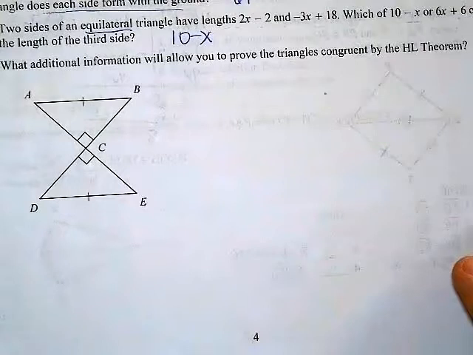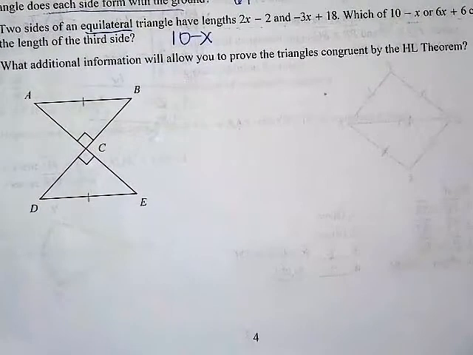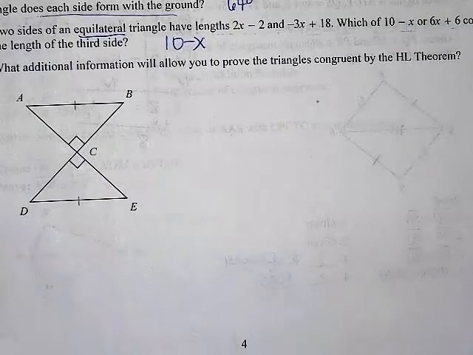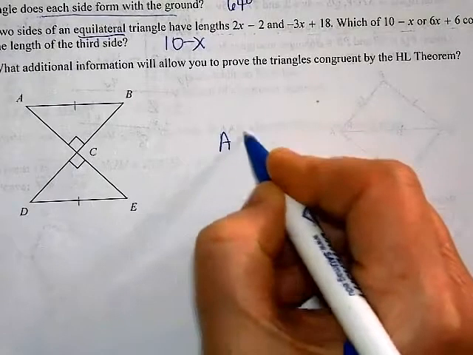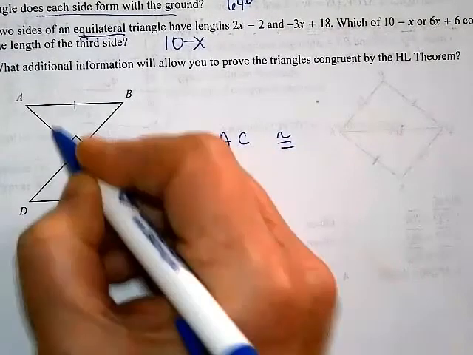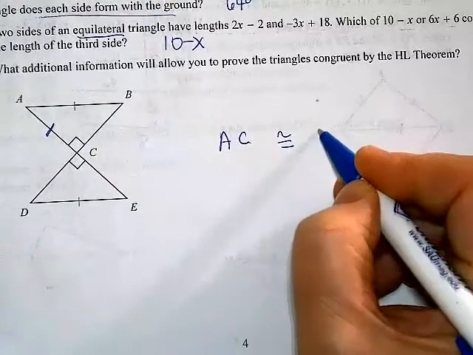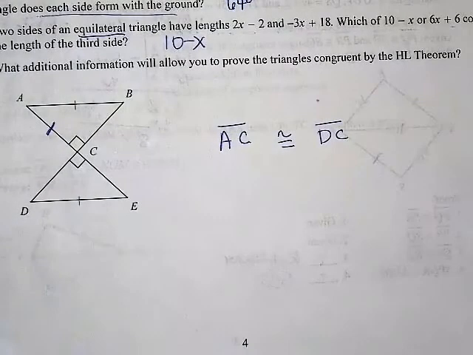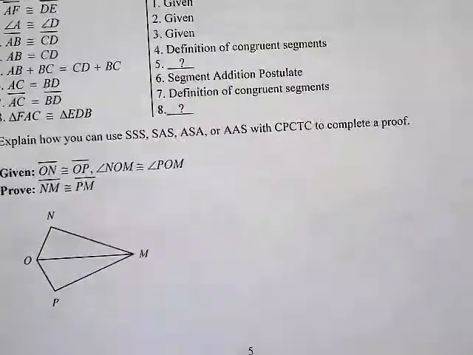14 says, what additional information do you need to prove the triangles are congruent by hypotenuse leg? Remember, in right triangles, all you need is to know that the hypotenuse and a leg are congruent. You have to know it's a right triangle. You have to have a right angle. And then all you need is the hypotenuse and a leg. Well, in this particular drawing, they've given me the hypotenuse of each triangle congruent. So one answer would be AC is congruent to DC. Okay? There are other possible answers. That's just one of them. So you just need to prove that a leg is congruent.